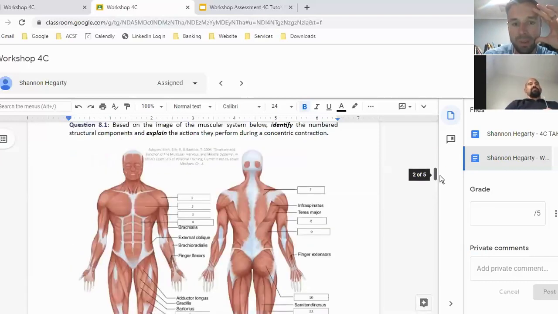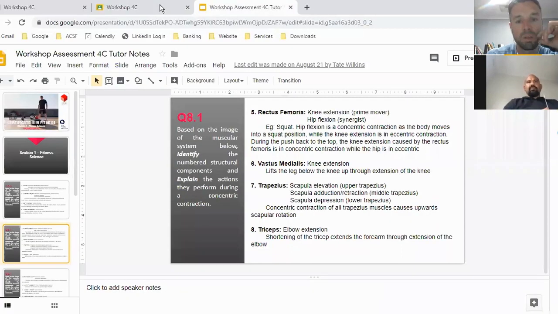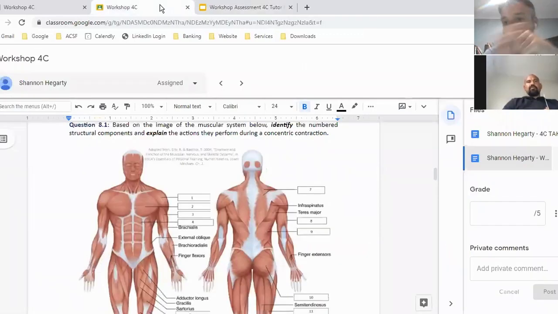Okay, so what are we at? Number 7, we're on the back side here. So what are we looking at there with number 7? Kind of a tricky one. The traps. Yeah, that's the trapezius. Now, what do you know about the different parts of the trapezius? Is the trap and the rhomboids... Yeah, the rhomboids are separate. They're kind of together, but there are three basic parts of the traps.